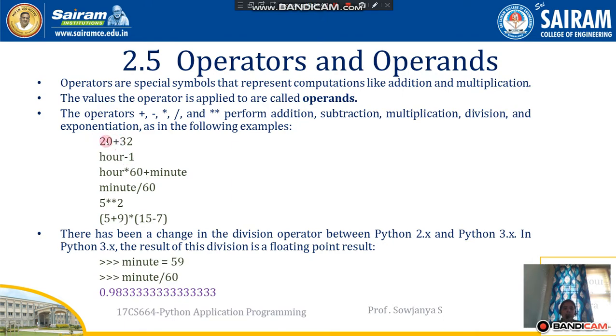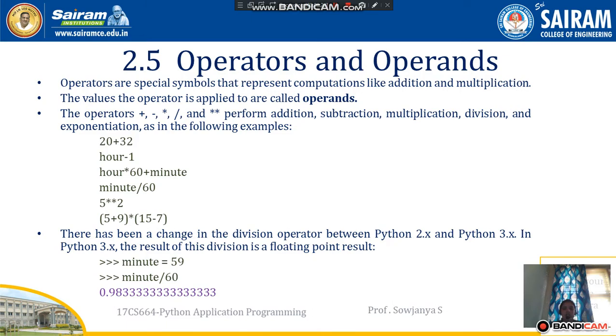What would be the operands here? 20 and 32 are the operands, and in the other example, hour and 1 are the operands. That is why the values the operator is applied to are called operands. In general we use the basic operators: plus, minus, multiplication, division, and exponent. For exponentiation we use the double star. You can have a look at these examples of how we use operators and operands.